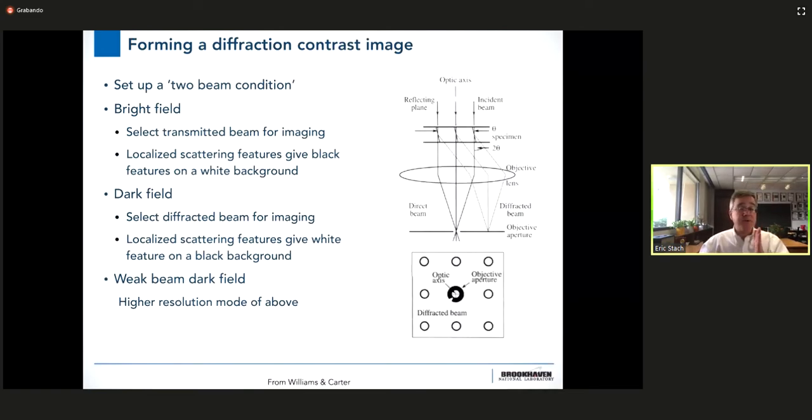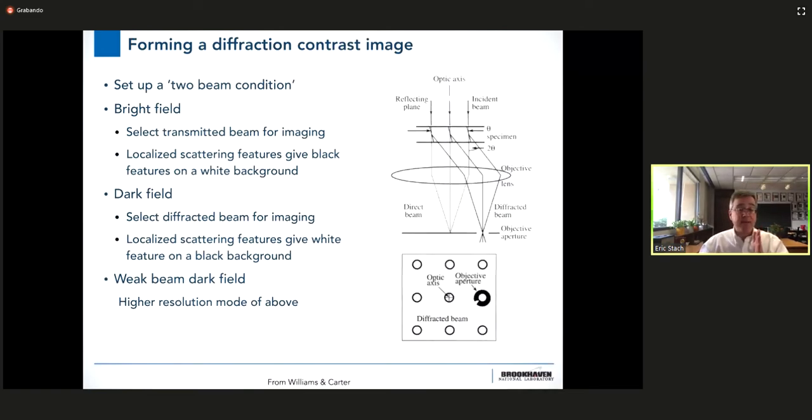We can also, instead, move the aperture over to the diffracted beam and selectively use it to give us information about our sample. In this case, we're forming what's called a dark field image, and we get a black image except for the areas that are selectively diffracting to this beam. This is, again, a nice way of understanding the different features in your sample.